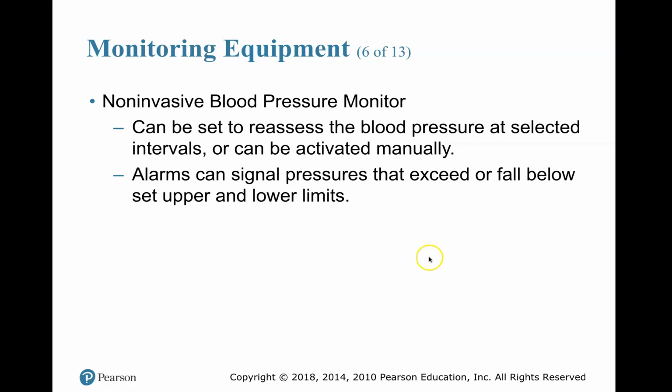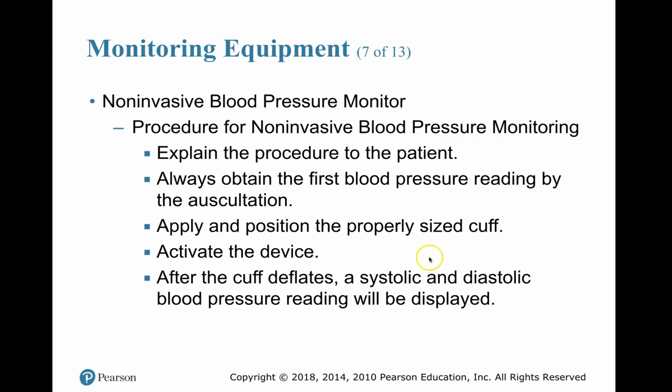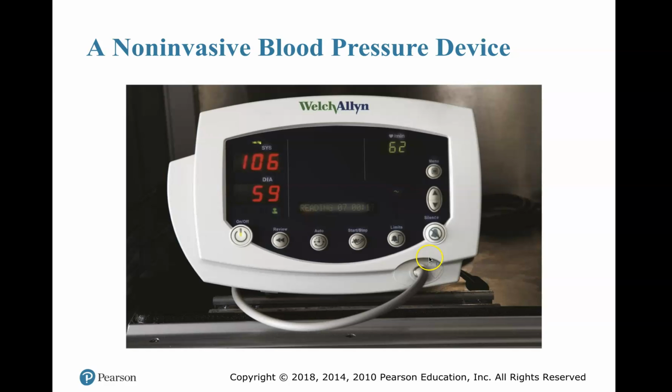Noninvasive blood pressure monitor. It can be set to reassess the blood pressure at selected intervals or can be activated manually. Alarms can signal pressures that exceed or fall below set upper and lower limits. The procedure for non-invasive blood pressure monitoring: explain the procedure to the patient. Always obtain the first blood pressure reading by auscultation, and then apply and position the properly sized cuff. Activate the device. After the cuff deflates, a systolic and diastolic blood pressure reading will be displayed. And there you go. You can buy them at a drugstore, or the non-invasive monitor is going to be part of your LIFEPAKs as well on the trucks.